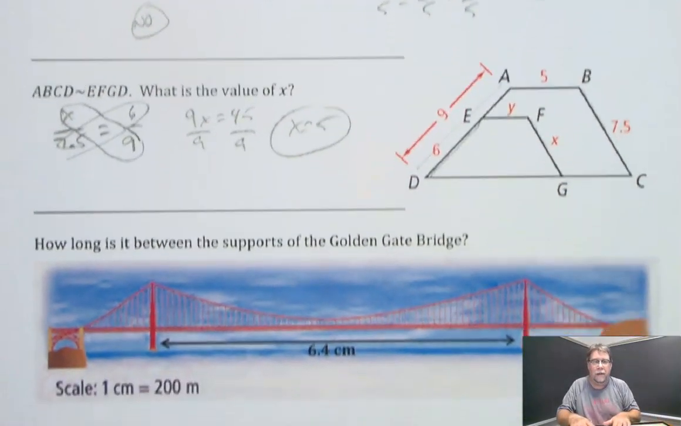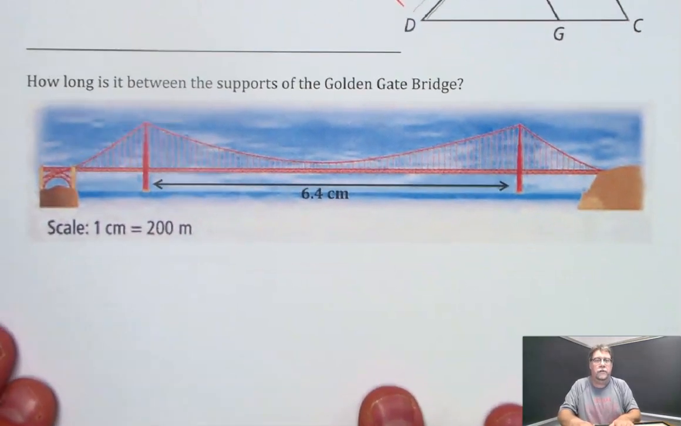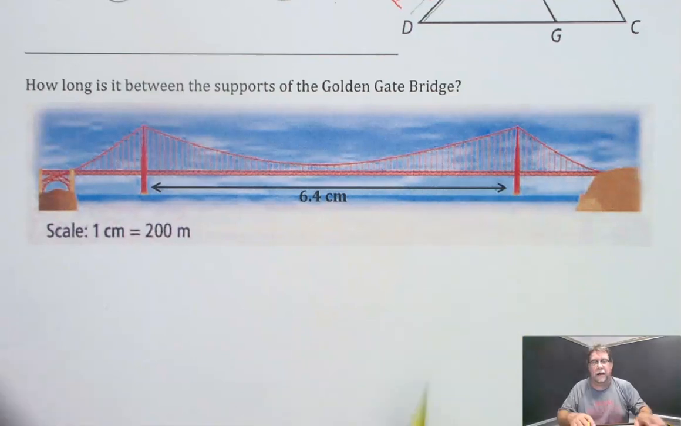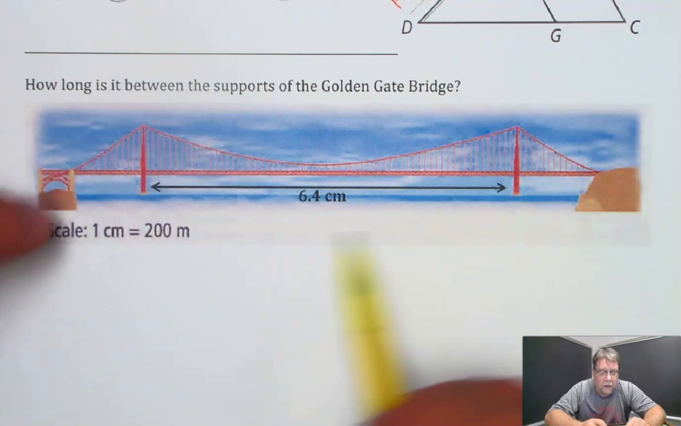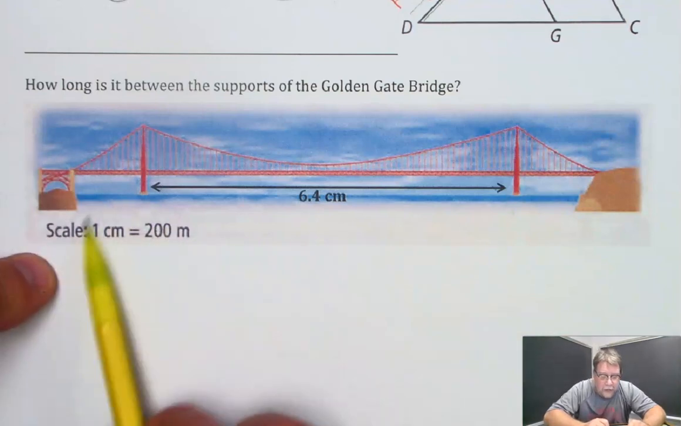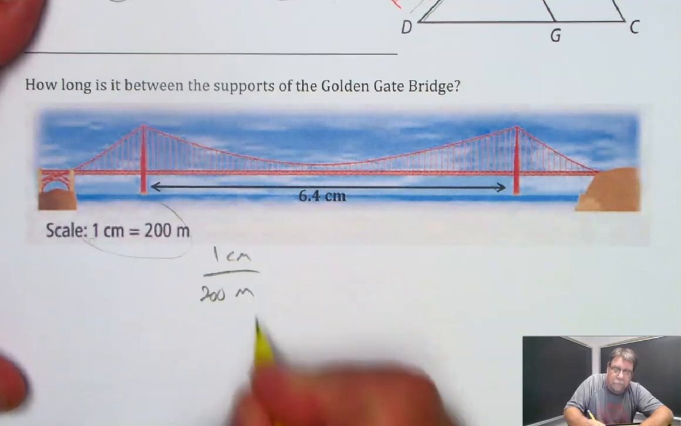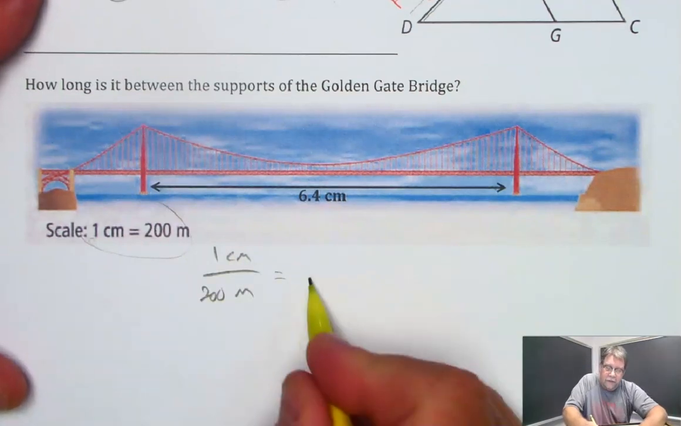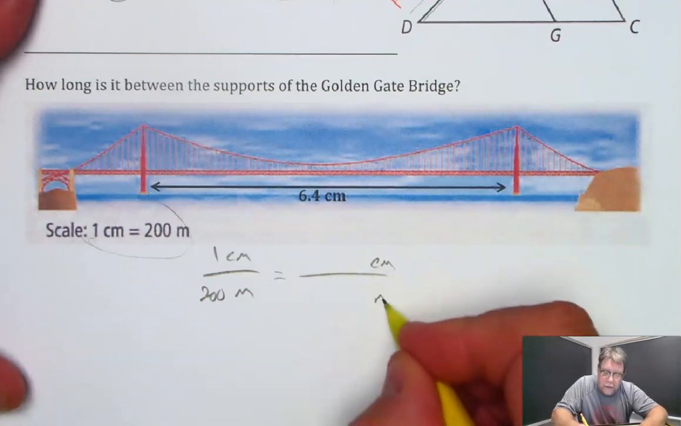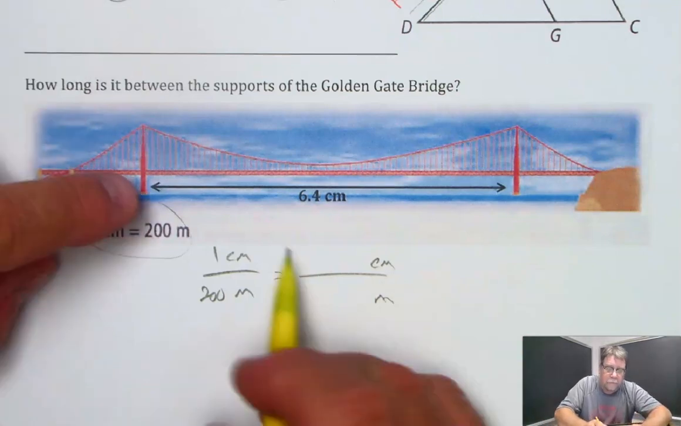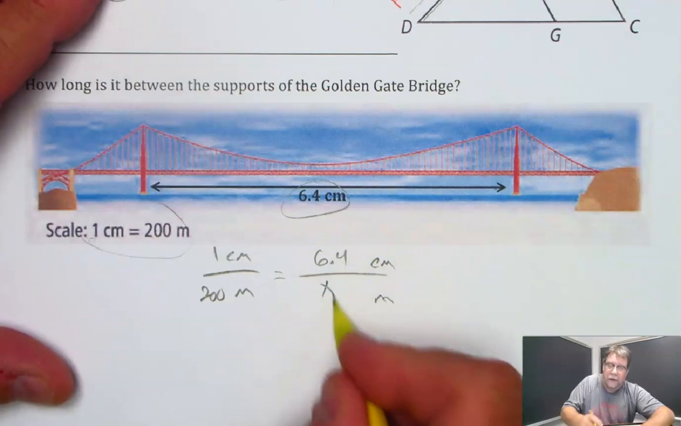There's that problem. The last problem has to do with the Golden Gate Bridge. How long is it between the supports? So again, we're looking for, this is a map, like a scale. There's the scale. So I actually like to use the scale as a ratio. So 1 centimeter over 200 meters equals, now this fraction over here is going to have centimeters over meters in that order. So if we look up here, we're given the short centimeter number, and this is my unknown value.